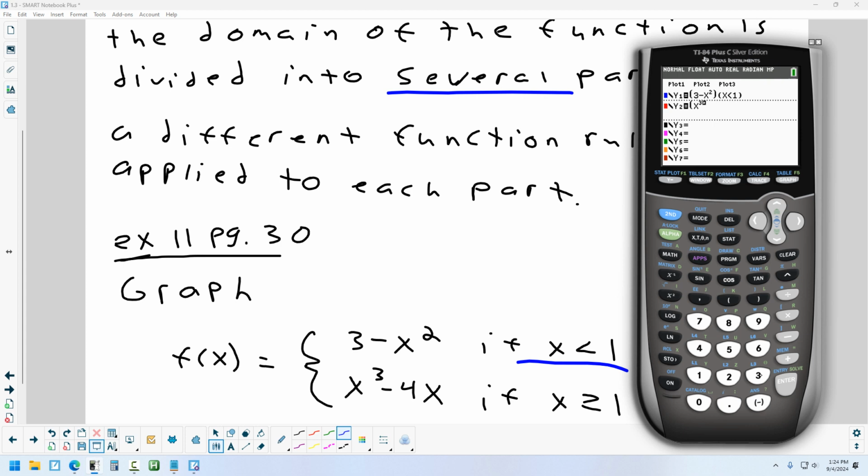I don't know if I told you where the exponent button is. It's below clear, below the arrows on the right-hand side. So x cubed. Once you type cubed, hit the right arrow because you're done typing in the exponent. Minus 4x. And then next to it, we want to put in that condition. How do I get to my inequality again? Second, math. This time I want greater than or equal to, that's the 4th one down.